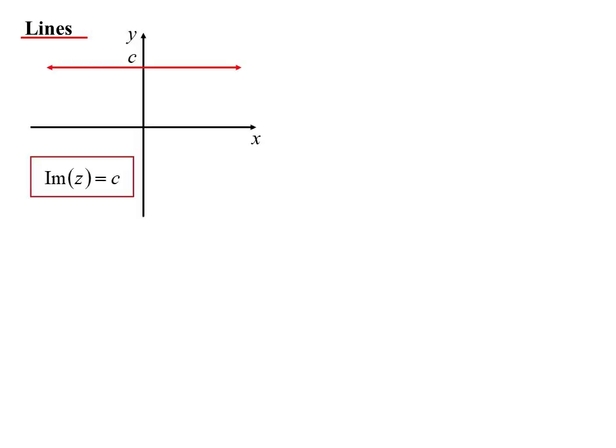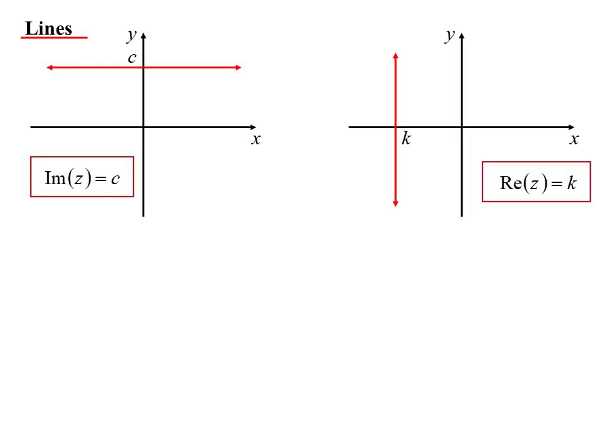Okay, the other thing we saw before was lines. We said horizontal lines, they would all be the imaginary part of z is equal to a constant. Vertical line, we said the real part of z would be equal to a constant. But of course not all lines are horizontal or vertical. What happens when we have a line at some angle? Here's a way of thinking about it.